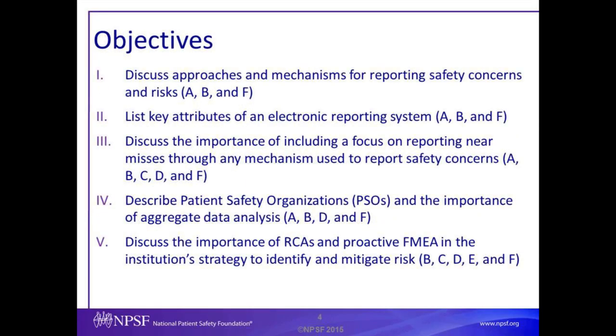The items in the content outline are addressed in 5 objectives. 1. Discuss approaches and mechanisms for reporting safety concerns and risks. 2. List key attributes of an electronic reporting system. 3. Discuss the importance of including a focus on reporting near misses through any mechanism used to report safety concerns. 4. Describe patient safety organizations, or PSOs, and the importance of aggregate data analysis. 5. Discuss the importance of RCAs and proactive FMEA in the institution's strategy to identify and mitigate risk.